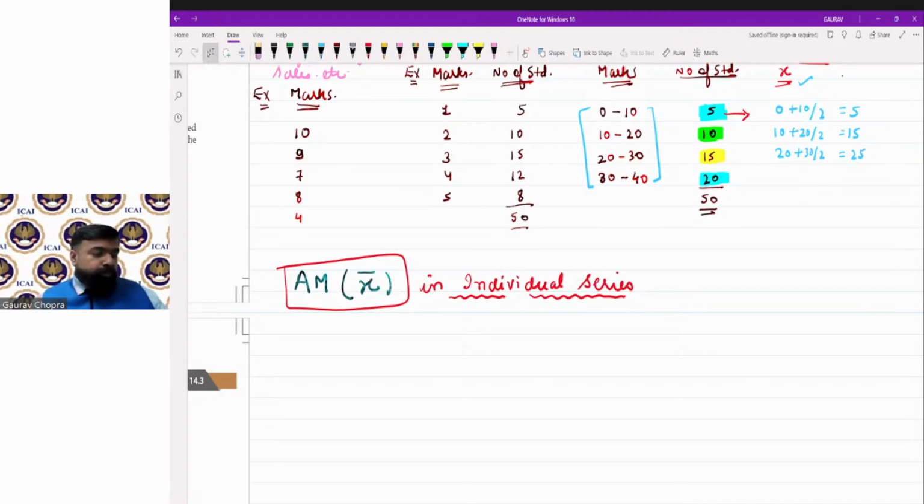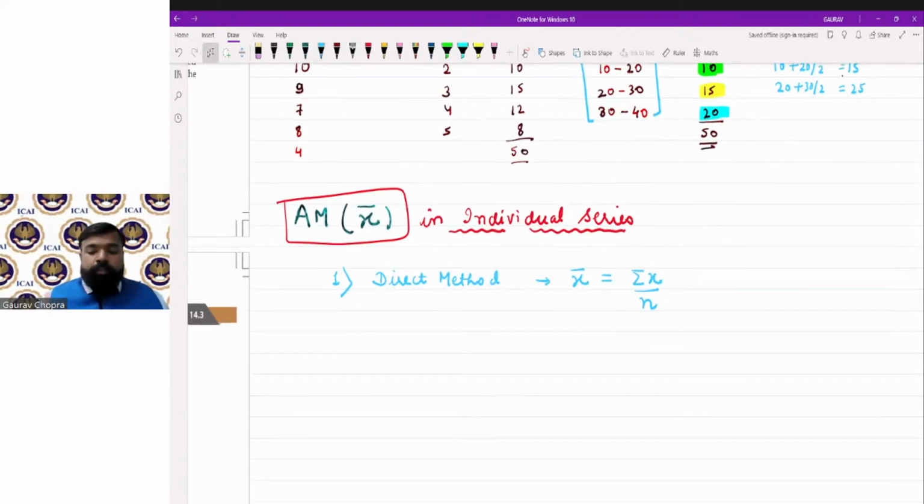Now, what is the formula? Let us understand. The first formula is known as direct method. Now the formula says x bar is equal to sigma x upon n. Sigma x upon n. And again we are writing the second formula, which is the shortcut method.